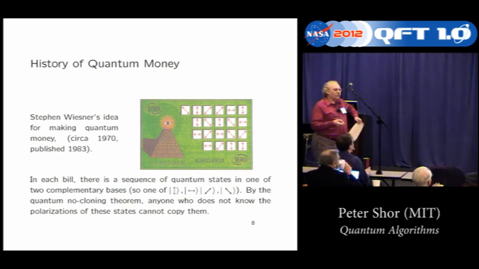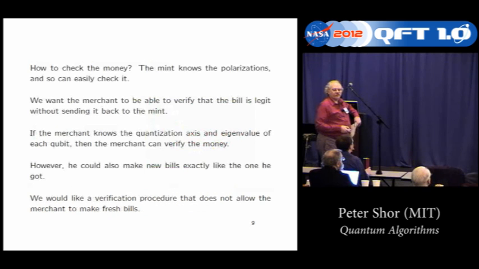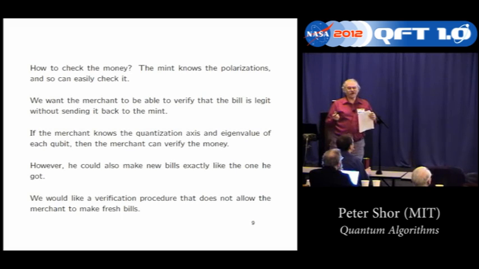Okay, so now you have a quantum bill. You go to the merchant and you say, here's my quantum bill. And he says, how do I know you didn't forge it? And you can tell him, well, I didn't touch all these polarizations, but he can't measure them because if he does, he'll destroy the bill. So how do you check the money? Well, for Wiesner's money, the only way to check it is to send it back to the mint and have the mint check it, which is really inconvenient for money.